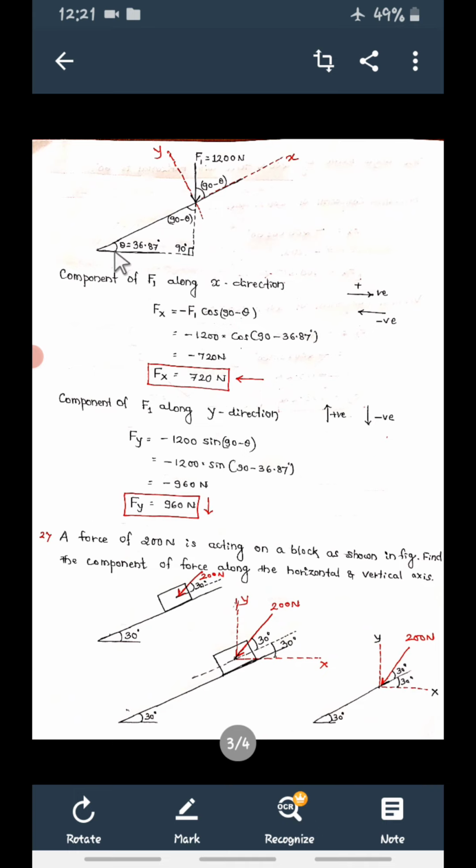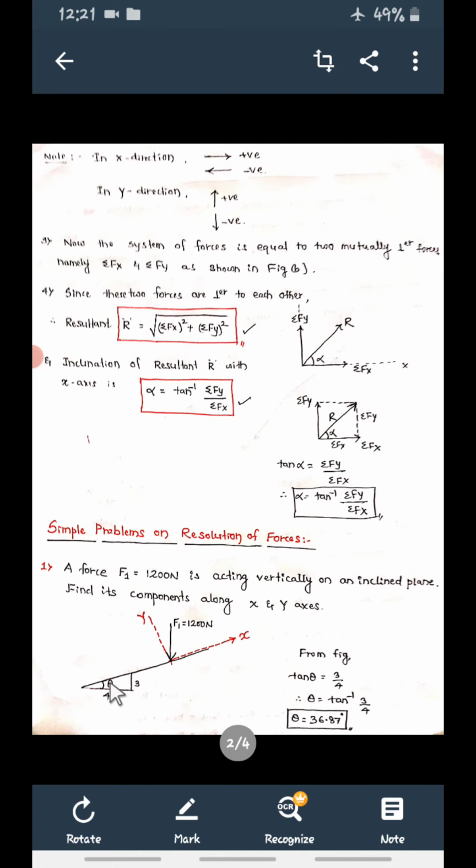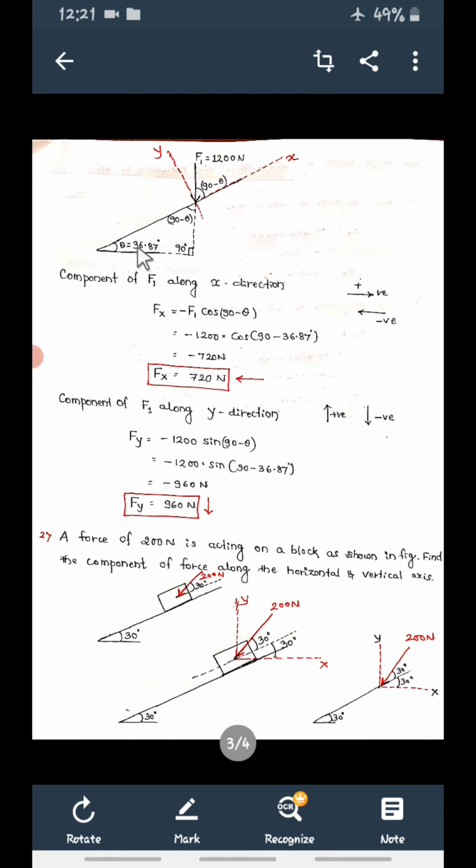The same diagram I have drawn. This is the inclined plane, and on this inclined plane, this is the force of 1200 Newton magnitude. Now this angle is theta, that is 36.87, which we have just calculated. If I complete this triangle now, I'm going to extend this force with a dotted line so I can complete this bigger triangle. Here this is theta, 36.87, and this is 90 degree. Is it right? This is 90 degree.